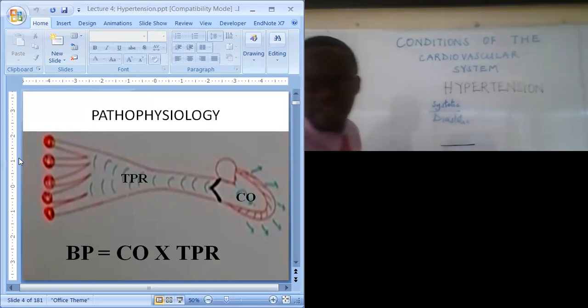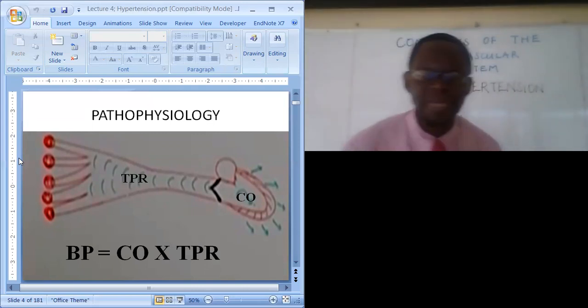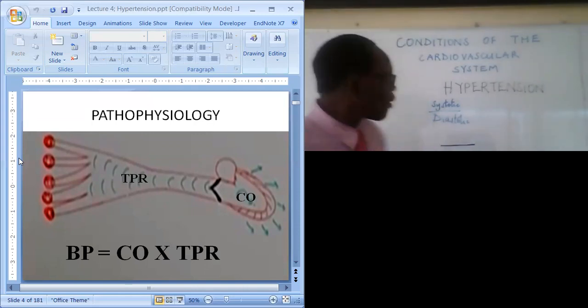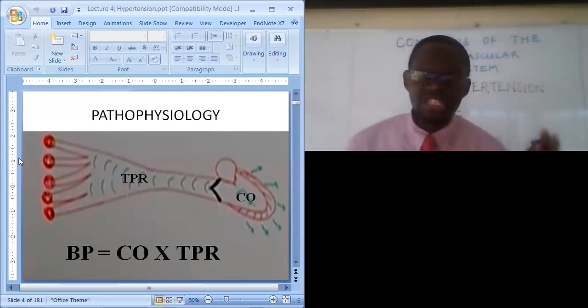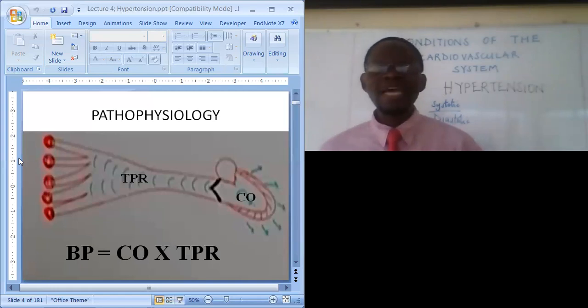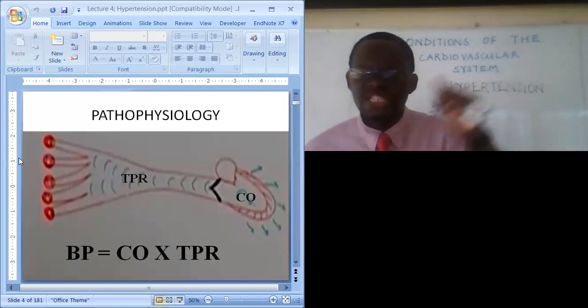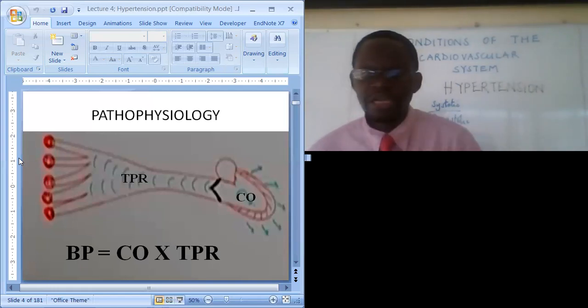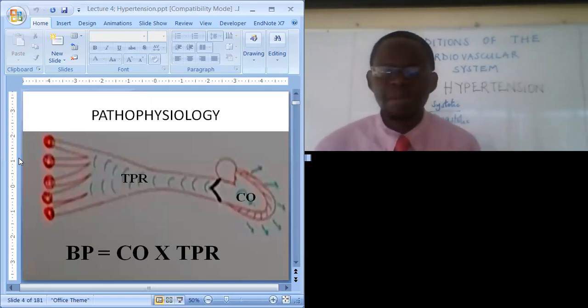The diastolic figure. So that is how blood pressure is basically denoted. Now, what influences the systolic and what influences the diastolic figure of blood pressure? Now, this diagram basically explains it all.